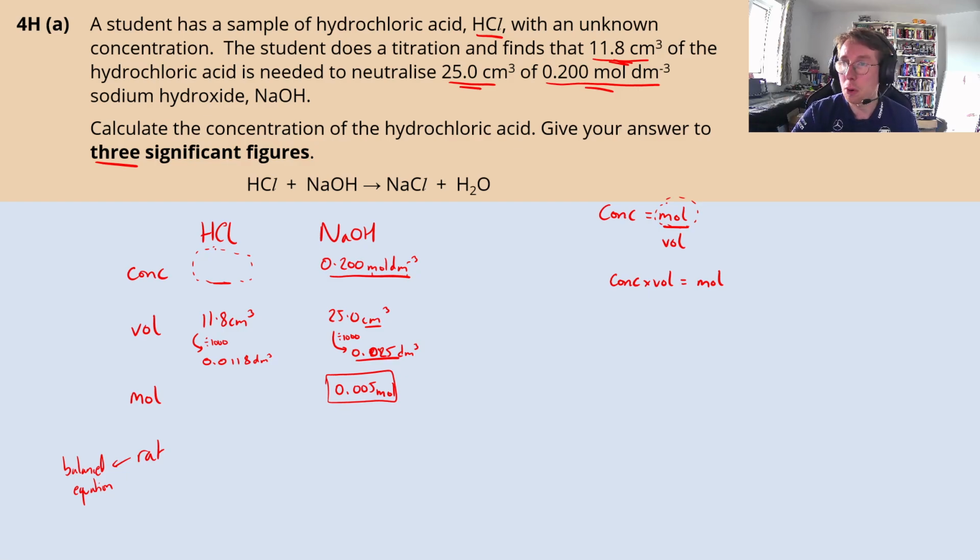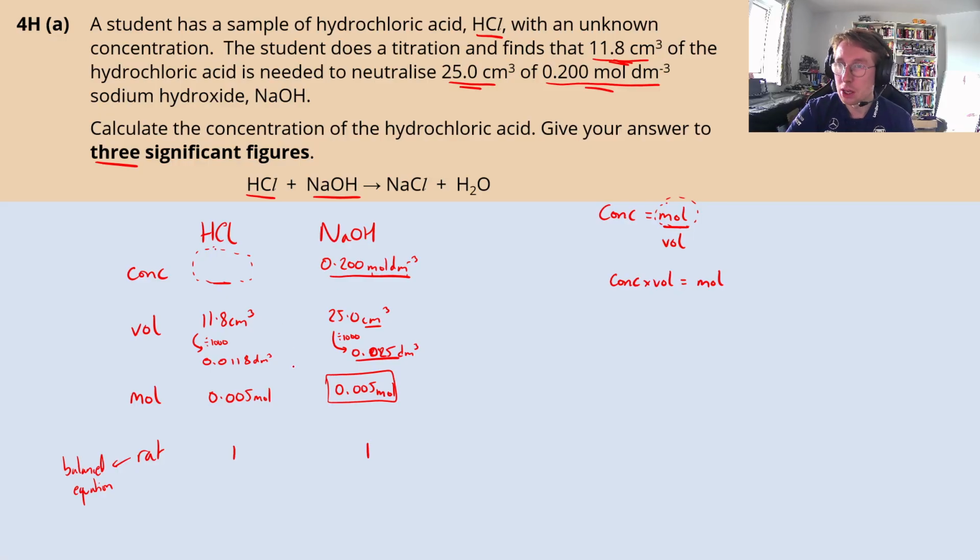So if we've got 0.005 moles of sodium hydroxide, and if we look at the ratio of the balanced symbol equation, there's no big numbers there. It's a 1-to-1 ratio. So for every 1 mole of hydrochloric acid that reacts here, it's going to react with 1 mole of sodium hydroxide, which means if we've got 0.005 moles of sodium hydroxide, it's going to react with 0.005 moles of hydrochloric acid.